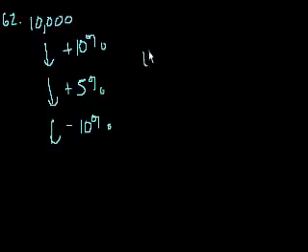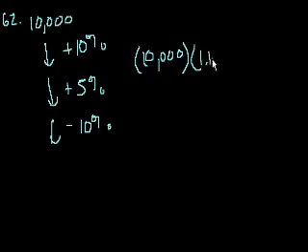So you start with $10,000. When you grow by 10%, that's the same thing as multiplying by 1.1, right? It's like 1 plus 0.1 times whatever. So that's multiplying by 1.1. And then you grow by another 5%. That's like multiplying by 1.05. And then when you decrease by 10%, that's like multiplying by 0.9.